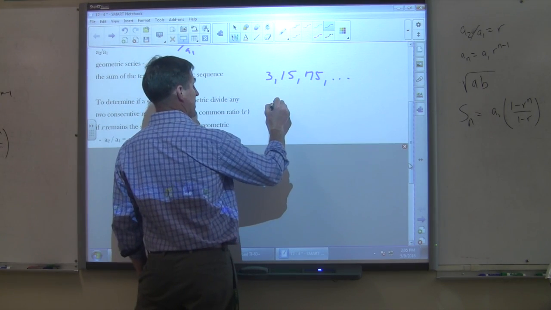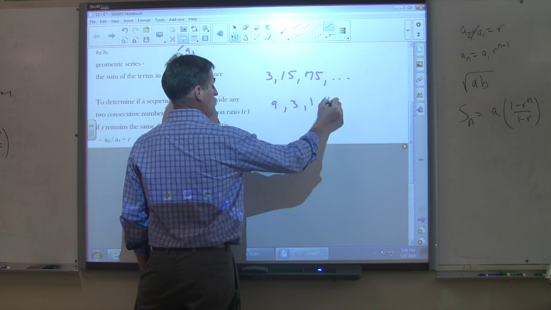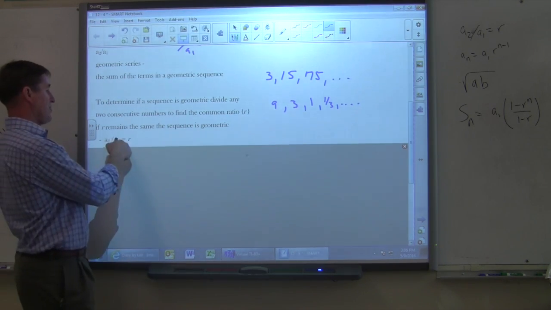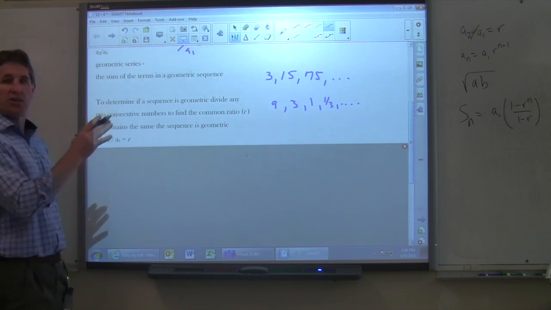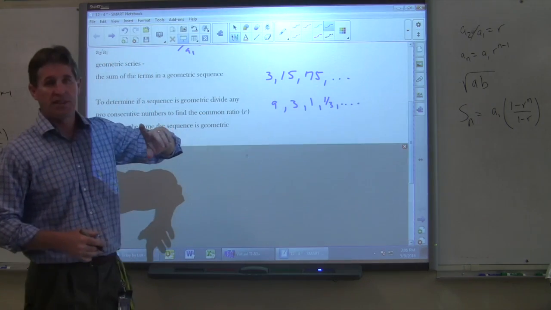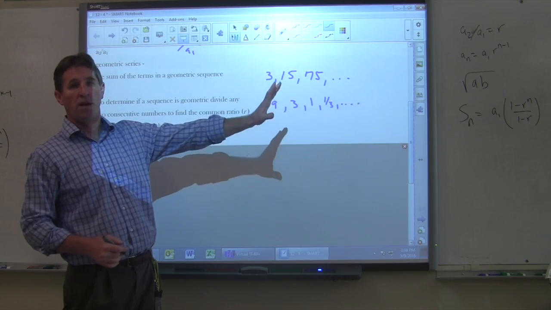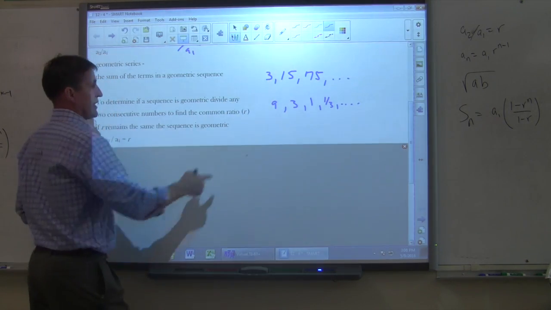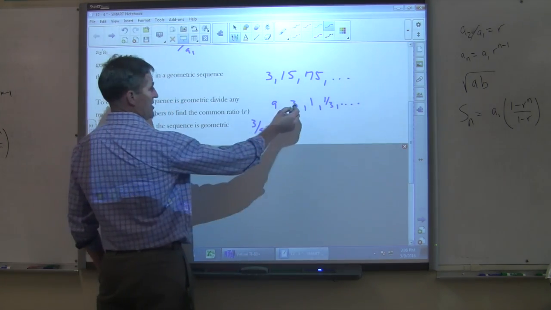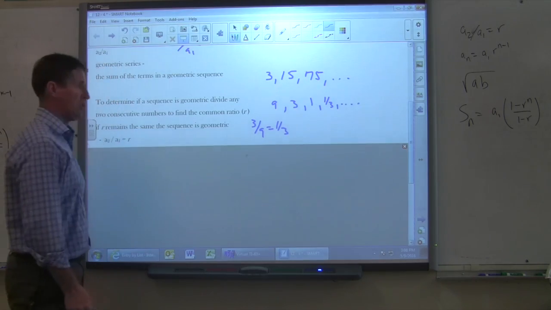They could do something like this. They could go 9, 3, 1, 1/3. And so now we divide a sub 2 divided by a sub 1. Now remember, we use a sub 2 divided by a sub 1, but you could take any two numbers. The same thing we did on 75 divided by 15 is 5. So it can be any two numbers in the sequence. You take the one number and you divide it by the number in front. So in this case, if I do 3 divided by 9, that would be 1/3, and now we check it. Is 3 times 1/3 1? Yes. Is 1 times 1/3? Yes. So that would be geometric.